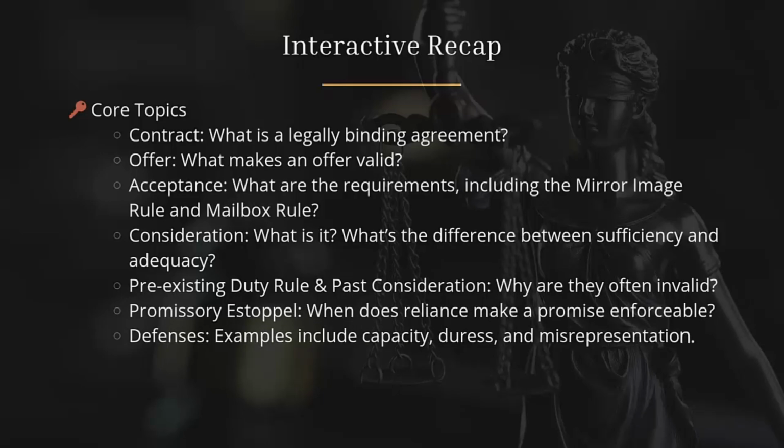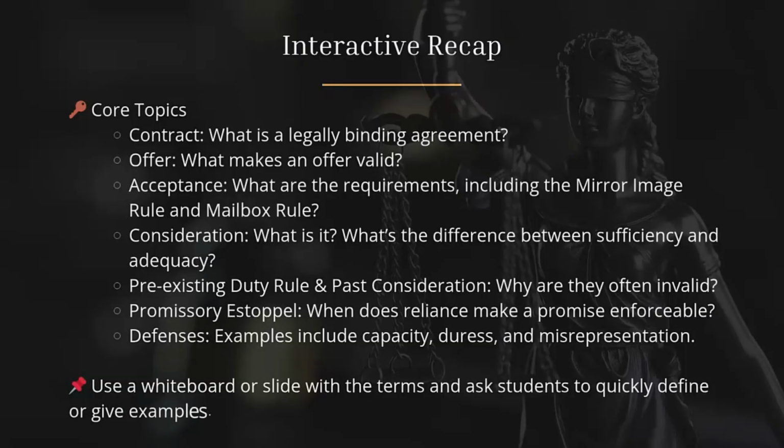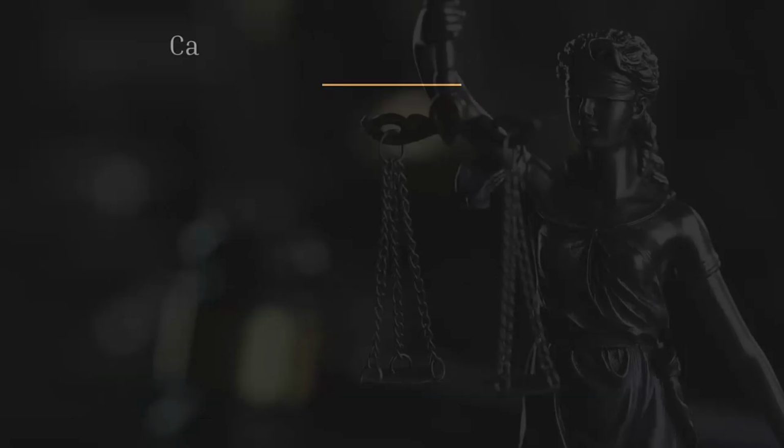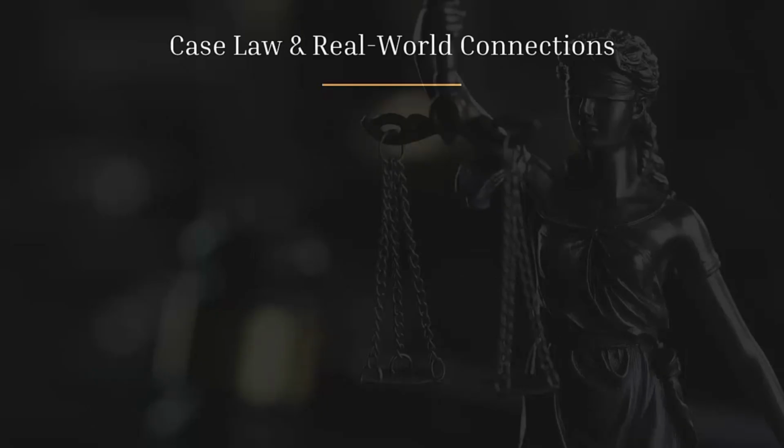Promissory estoppel: when does reliance make a promise enforceable? Defenses: examples include capacity, duress, and misrepresentation. Use a whiteboard or slide with the terms and ask students to quickly define or give examples.